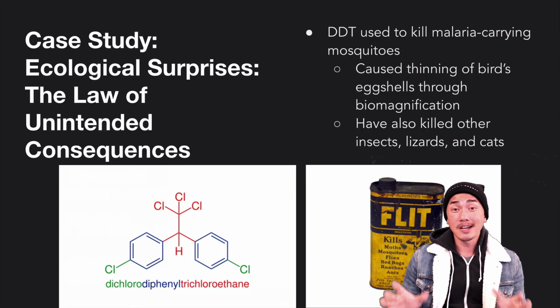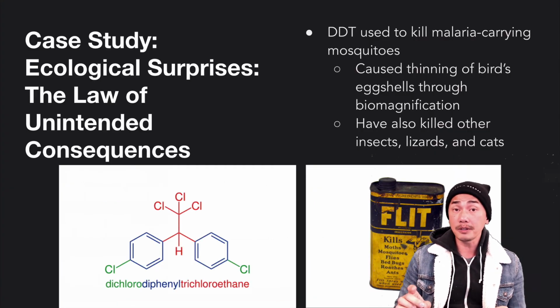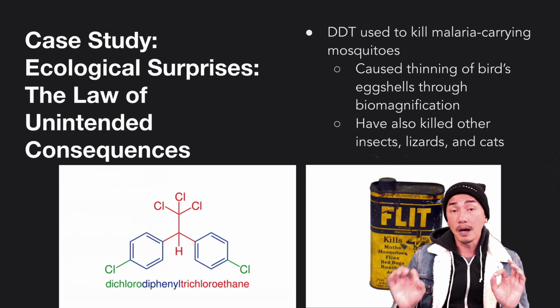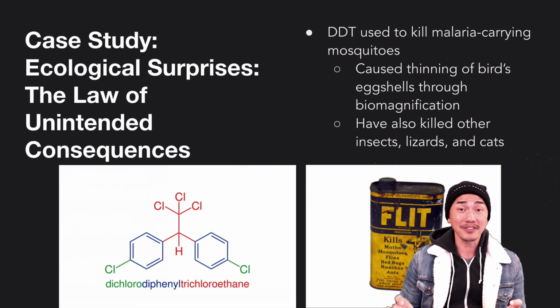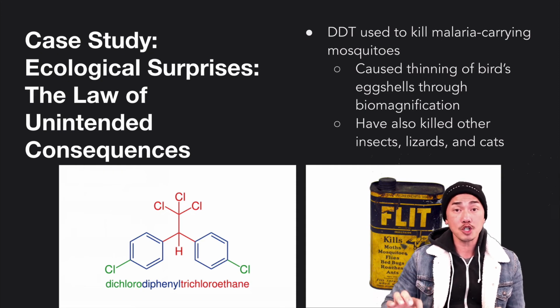As I mentioned before, DDT was a pesticide used in the mid-1900s to kill mosquitoes and prevent the spread of malaria. Unfortunately, DDT had side effects in the environment. First, it caused the thinning of birds' eggshells through biomagnification. DDT traveled through the food chain and concentrated in birds. And when mother birds laid their eggs, they would crush the egg and kill the developing chick as a result. Secondly, DDT also caused the deaths of other insects, lizards, and even cats.